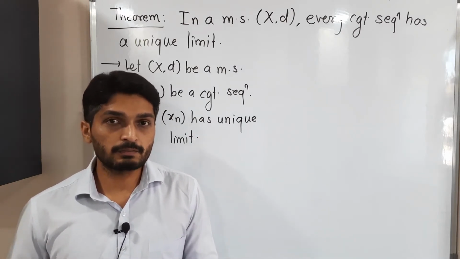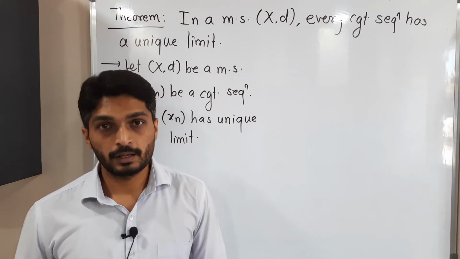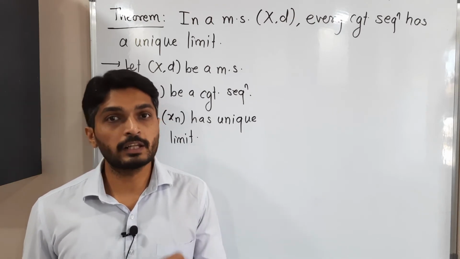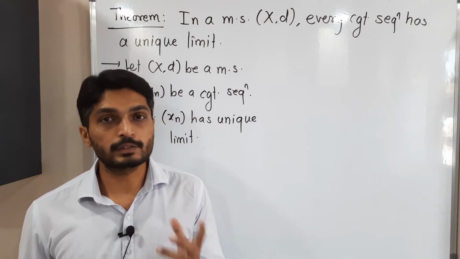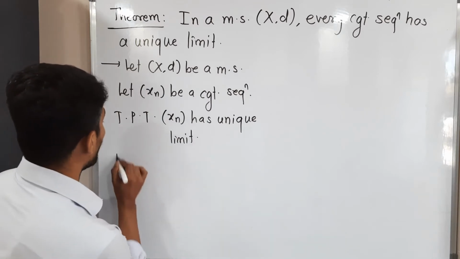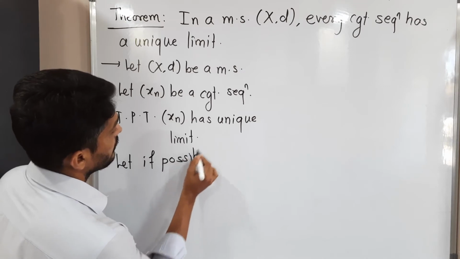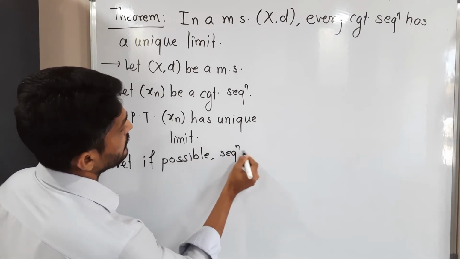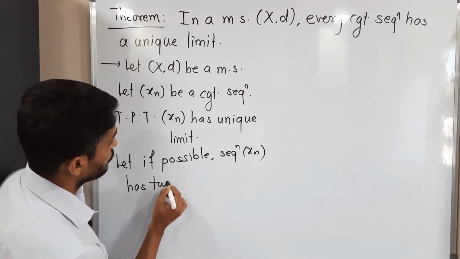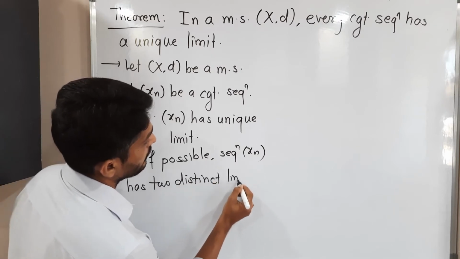In mathematics, when we wish to prove something, we assume exactly the opposite and work it out. After a few steps, we get a contradiction, and then we declare our assumption is wrong. That's why we get the result. Here also I will do the same. So I'm assuming here, if possible, that the sequence Xn has two distinct limits.